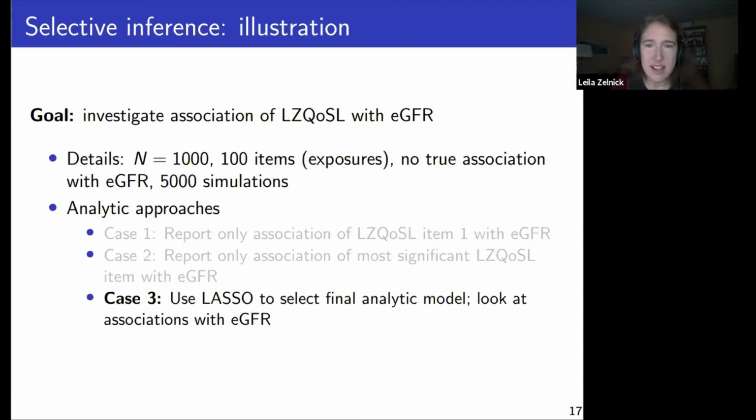So in this scenario, I'm going to use the lasso, which you may be familiar with as a tool for model selection, for reducing the number of variables in a model to select one final analytic model. And then I'm going to look and see, does that model explain EGFR? We know that none of these variables are really related to EGFR, so they should not explain EGFR, just to reiterate.